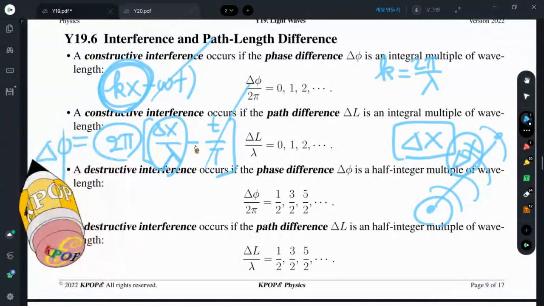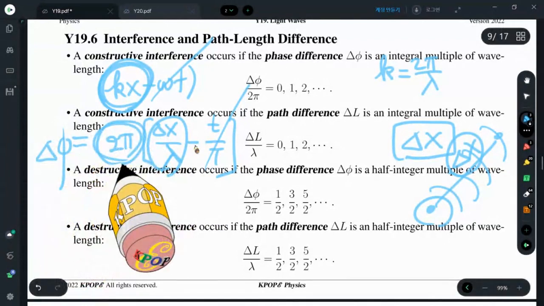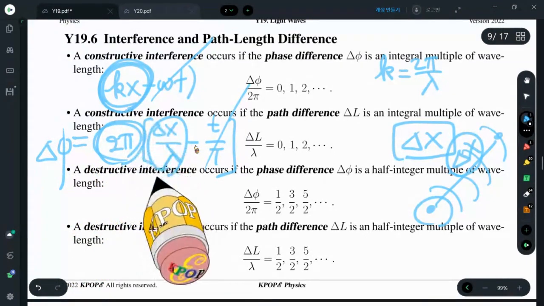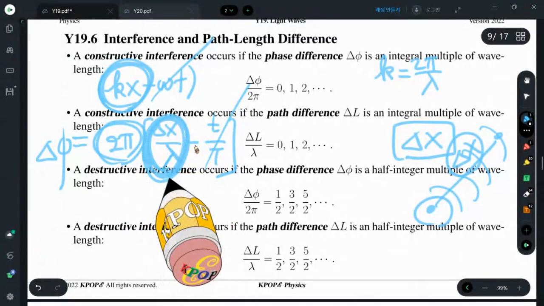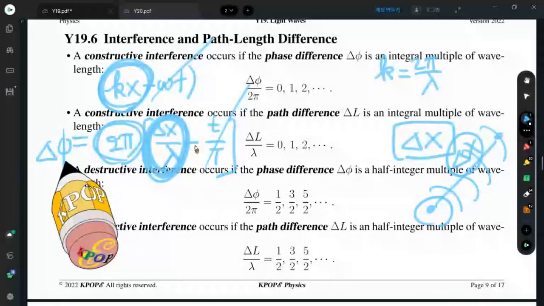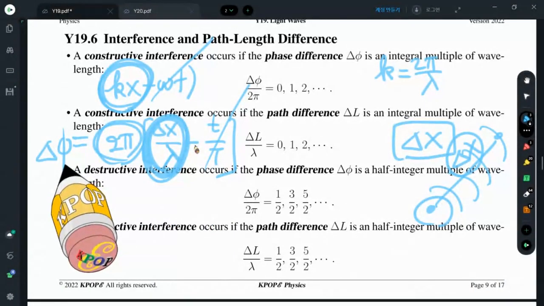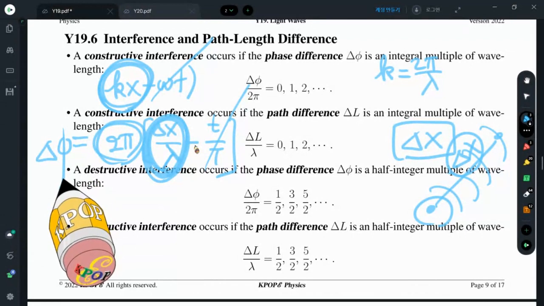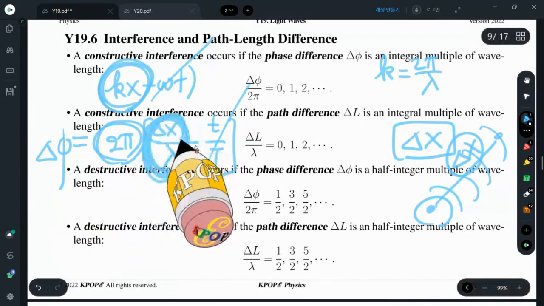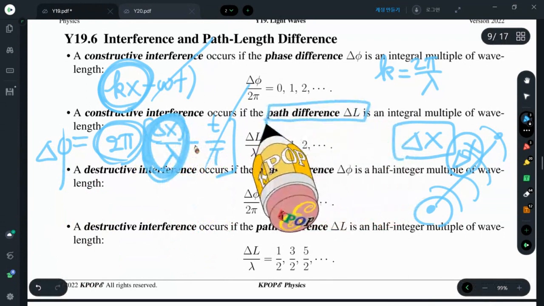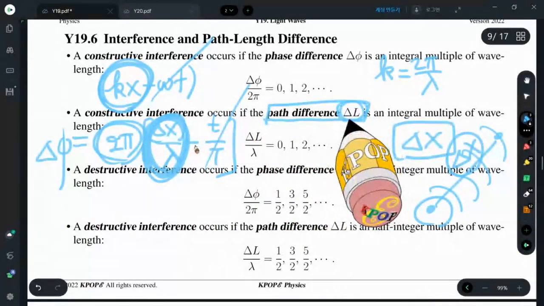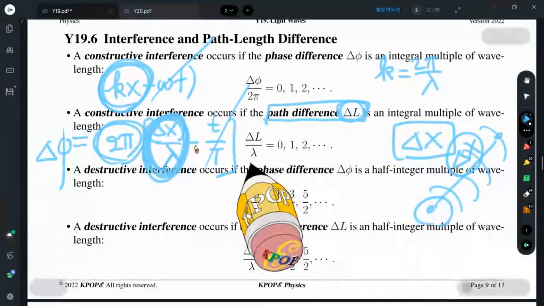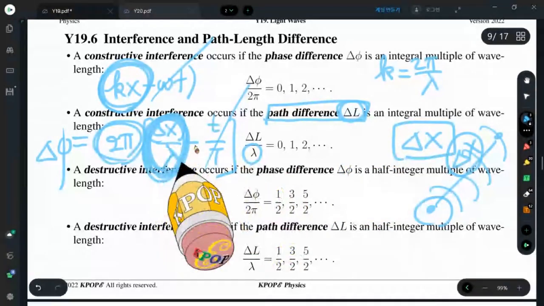So if the phase difference is an integral multiple of 2 pi, then it should be constructive, and therefore this one determines whether the interference is constructive or destructive. So we say this delta x is a path length difference. Path difference. We can interpret this path difference by taking the ratio with respect to the wavelength.